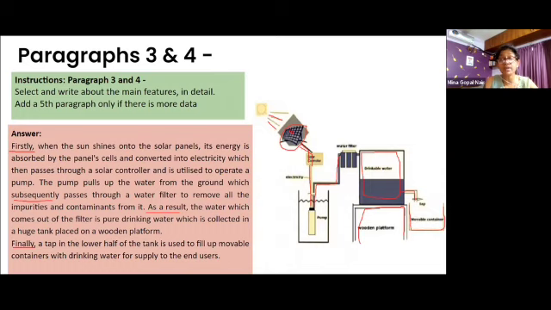So I have used the same word. Can you use any other word for movable container? Another word for movable? Guys, think about it. Finally, a tap in the, someone has said something. Transferable, not really. You could actually use, I was thinking of portable. Portable. Something which can be moved. So the tap is used to fill up movable containers with drinking water for supply to the end users.